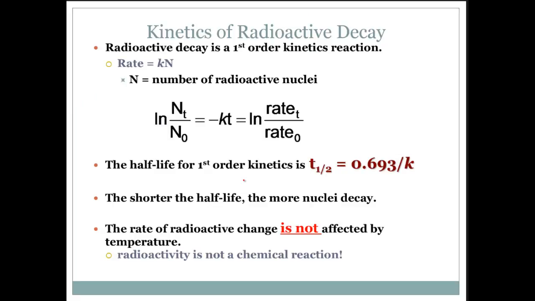Radioactive decay is a first-order kinetics reaction, which means the rate is equal to kN, where N is the number of radioactive nuclei. Which also means if we do the integrated rate law, the natural log of Nt over N naught is equal to negative kt. The half-life for first order kinetics is 0.693 over k, k being the rate constant.